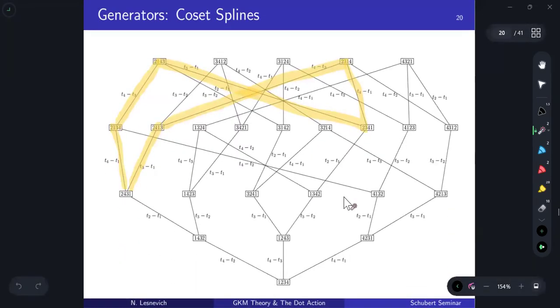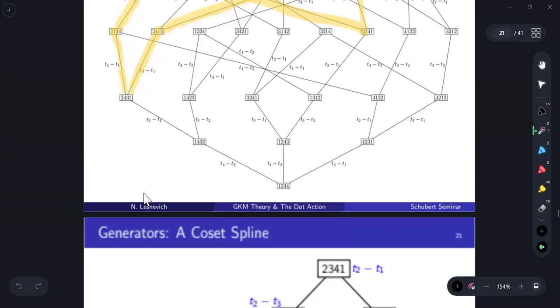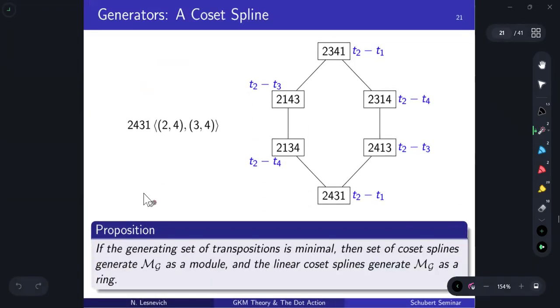Cool. So first, for generators, I have here an example of a graph that you can build for S4. Here I have allowed right multiplication by (1 4), (2 4), and (3 4). And I've pulled out these six elements, this subgraph here. It's special because it is a coset of a reflection subgroup with generators from the generating set that I used to build that graph. It contains 2431, and I'm only allowing now multiplication by (2 4) and (3 4).